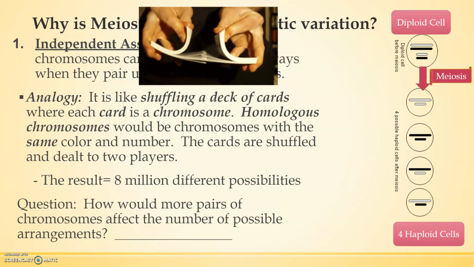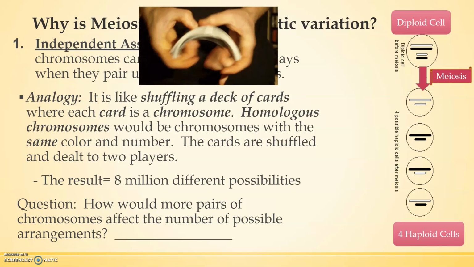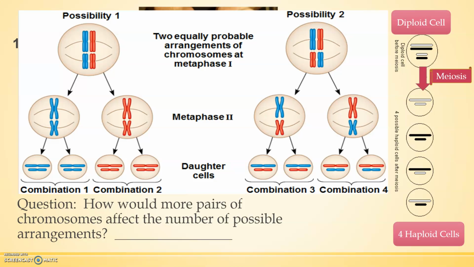So how would more pairs of chromosomes affect the number of possible arrangements? I'll give you a moment to think about that. Well, hopefully everybody said increase. So the more chromosomes, the more possible arrangements.